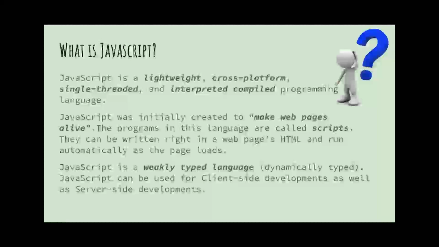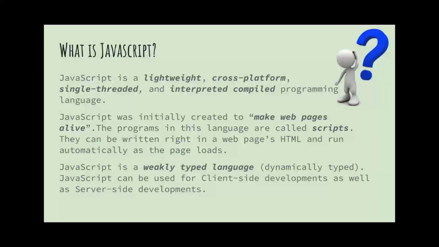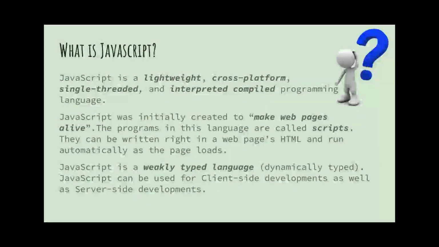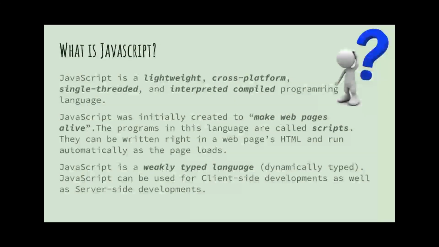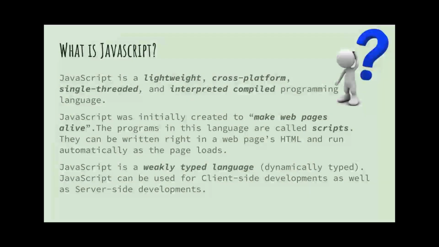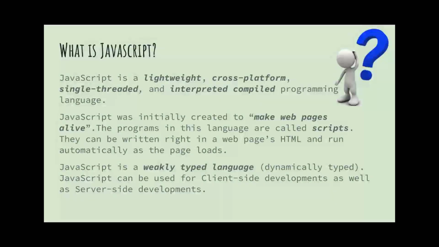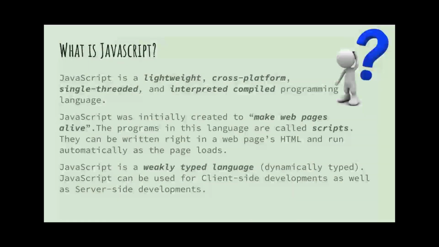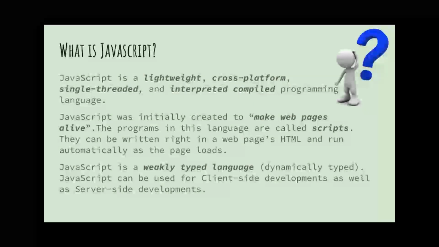Here comes the proper bookish definition of JavaScript. JavaScript is a lightweight, cross-platform, single-threaded, interpreted, compiled programming language. Now we will go through each and every term used in the above definition.